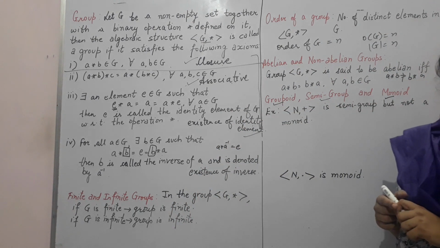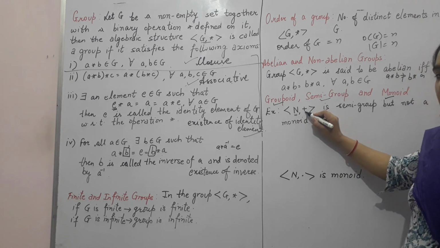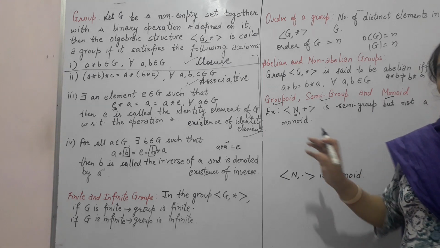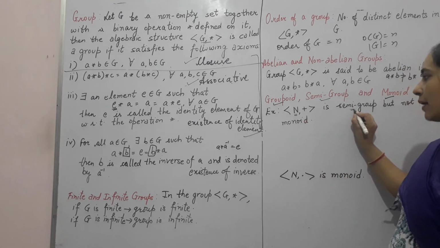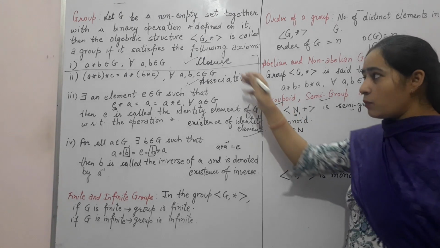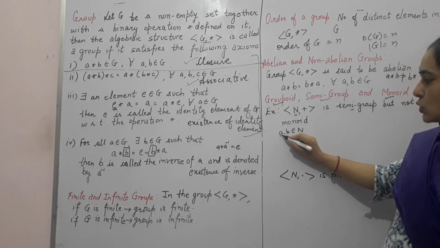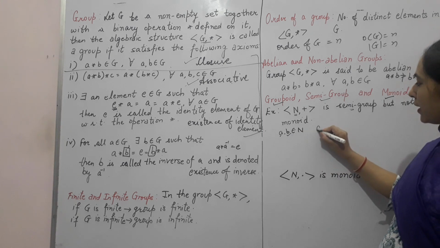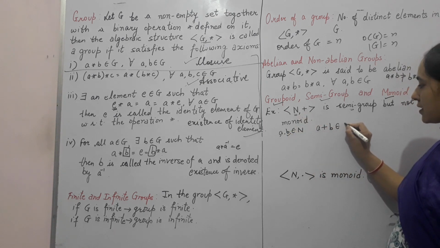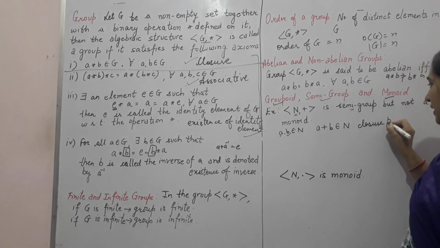Now let's discuss an example. The set of natural numbers with binary operation, usual addition, is a semigroup but not a monoid. Firstly we shall discuss how it is a semigroup. Let's take any 2 natural numbers. We shall check which property is satisfied and which one is not. Because here the operation is addition, addition of 2 natural numbers is also a natural number. That means closure property is satisfied.